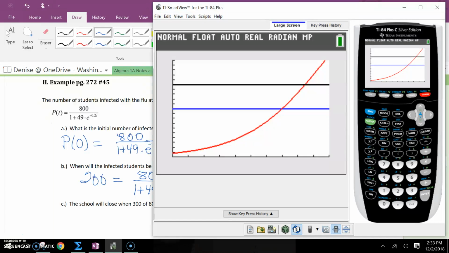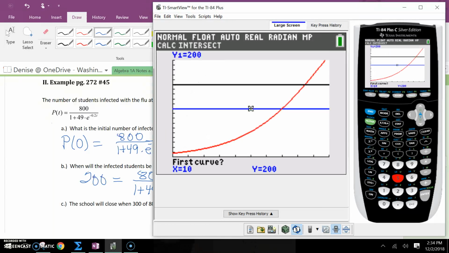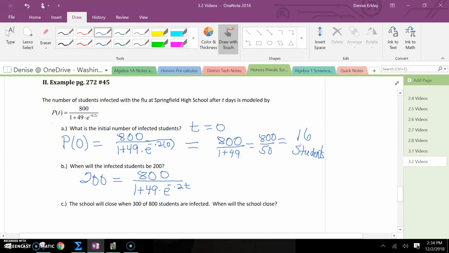So now I will find the intersection point between our red curve and our blue horizontal line. And so when I choose those two, I get an intersection point of 13.96. So 13.96. So that is about 14 days after the infection started.